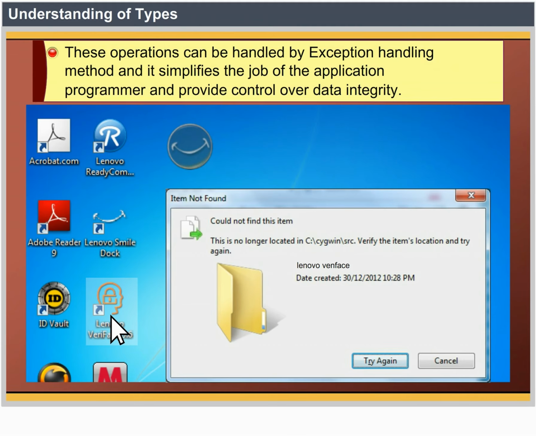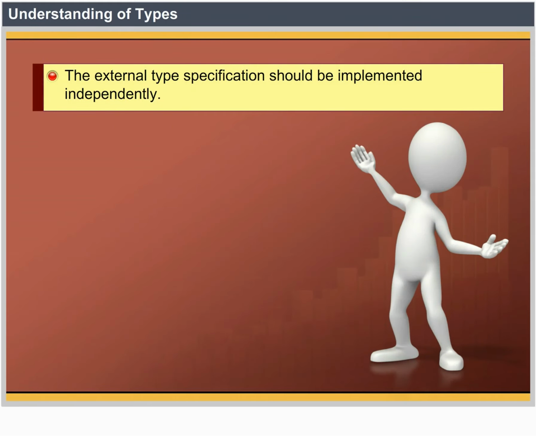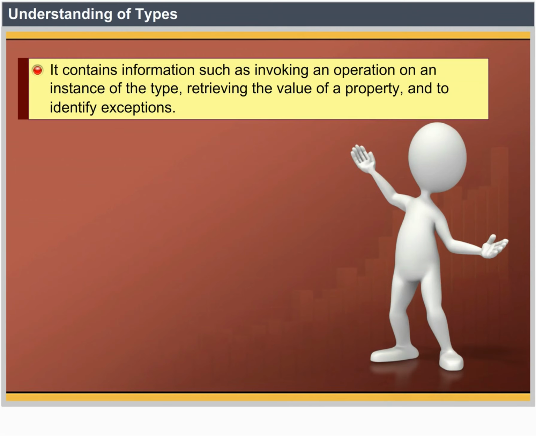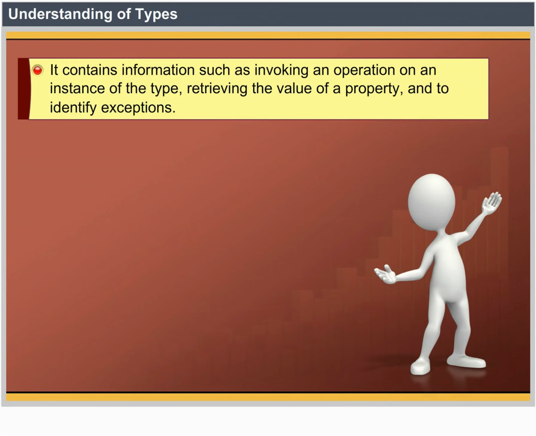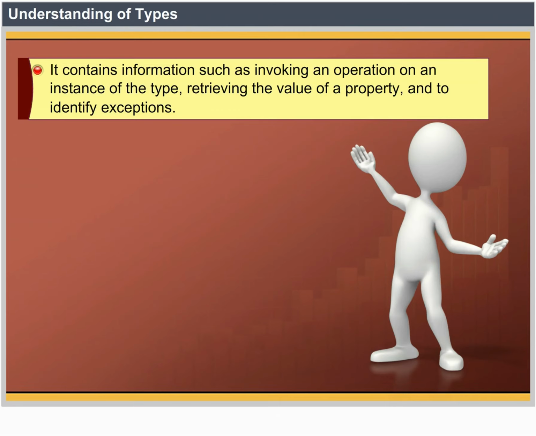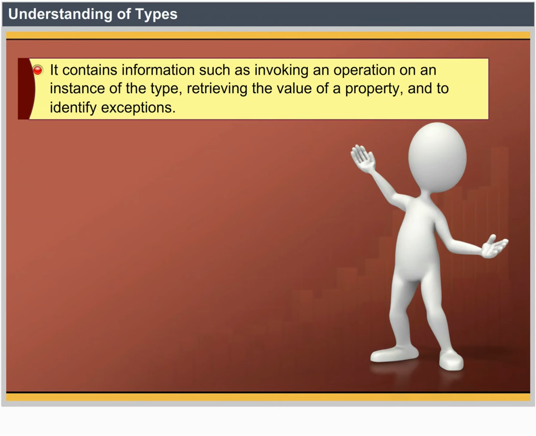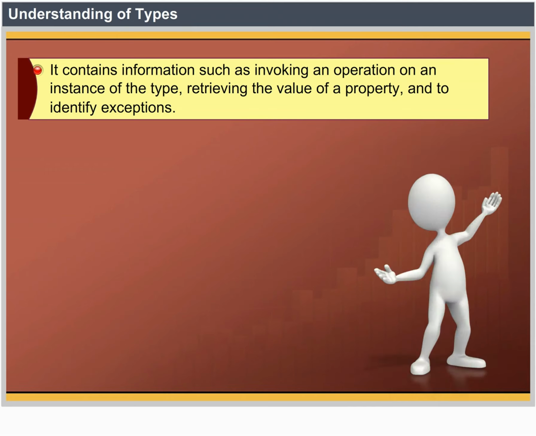By including exception handling in their operations, types can simplify the job of the application programmer and provide tighter control over data integrity. The external specification of a type should be implementation independent. It contains only the information necessary to invoke an operation on an instance of the type, to retrieve the value of a property, and to identify exceptions.